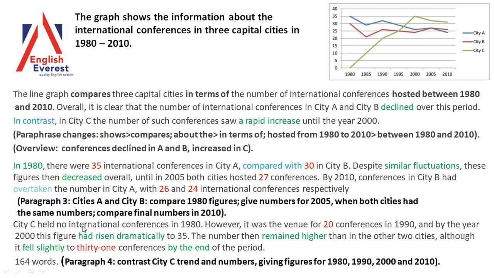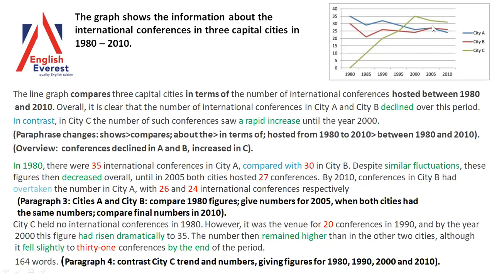City C held no international conferences in 1980. However, it was the venue for 20 conferences in 1990. So what we're saying is it started at none and had 20. That says it's risen, but we haven't actually said that. Sometimes we can change the language. And by the year 2000, this figure had risen dramatically to 35. The number then remained higher than the other two.